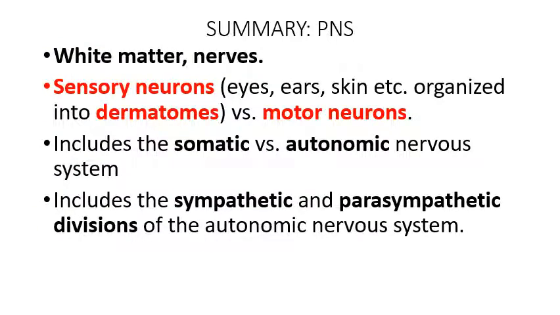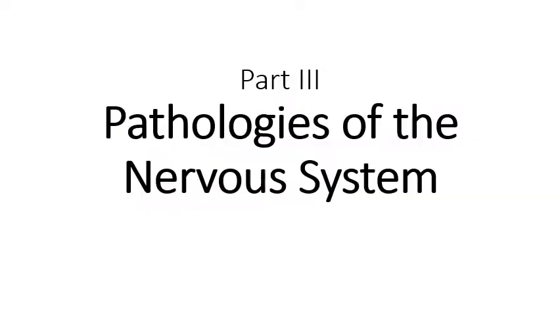Okay, summarizing the few things that we learned about the peripheral nervous system. The peripheral nervous system tends to consist of white matter neurons and nerves that are outside the spinal cord. We know the difference between sensory neurons, and the fact that particularly the skin sensory neurons divide the body into dermatomes, and we talked about motor neurons that stimulate muscles. And then we talked about the functional divisions between the somatic and the autonomic nervous system, and the functional divisions of the autonomic nervous system being divided into the sympathetic and the parasympathetic divisions.